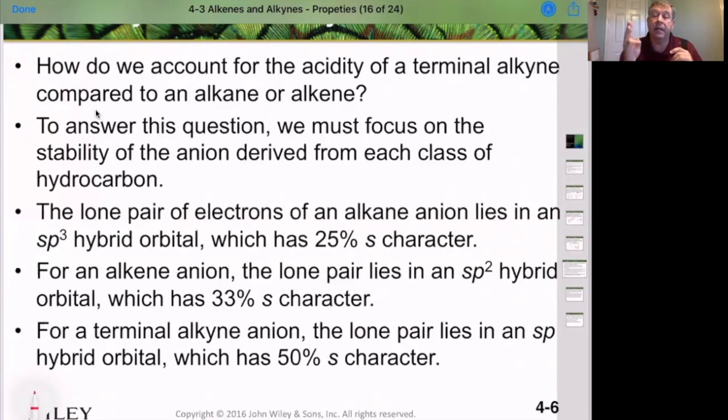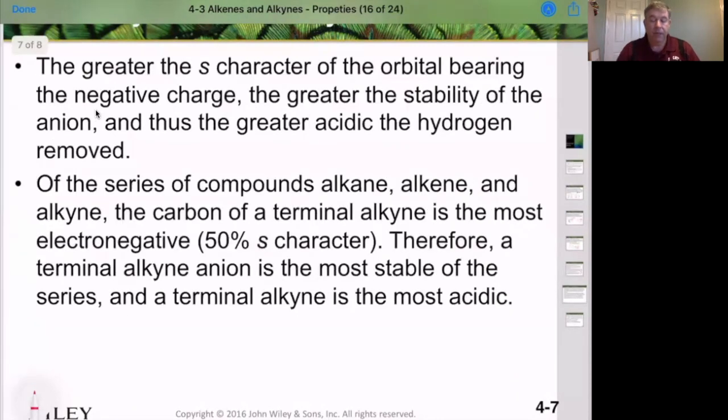In the alkene, we have an sp2 hybridized orbital, and about 33% of it is s character, or a slightly larger bulk to hold that anion. And in an alkyne, we have 50% s character. Remember, those are almost completely round with a small lobe on it. So the sp hybridized orbital can stabilize the negative charge better than an sp2 hybridized orbital, and an sp2 hybridized orbital can stabilize the negative charge better than an sp3 hybridized orbital. That's why the acidity increases from a pKa of 51 to 44 to 25. Greater s character bears more of the negative charge, so sp, having half of its character s, can stabilize more of that negative charge.